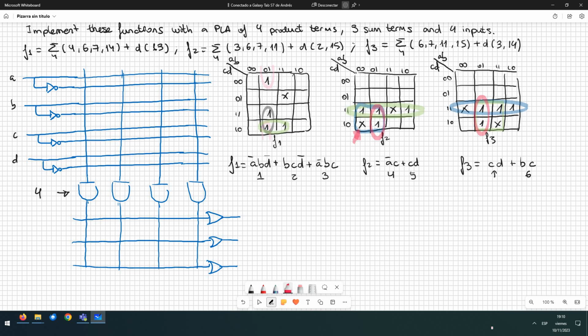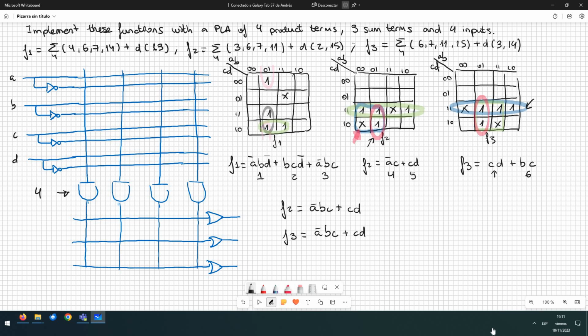I'm covering the function as well, but what happens? F2 and F3 are sharing the same implicant. So now F2 is going to be like this: A negated BC, that is this new implicant, plus the previous one, that was CD. And F3 is going to be this new implicant, plus the previous one, that is CD.